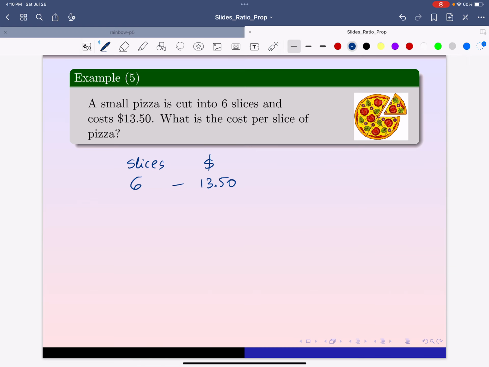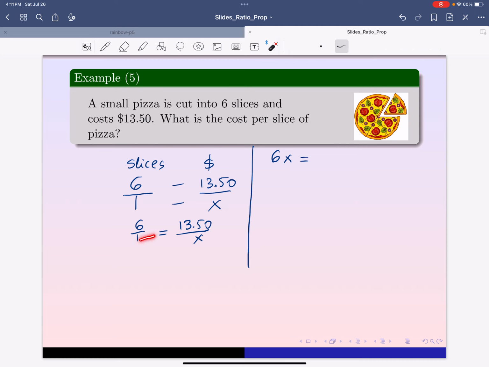Now, what is the cost per 1 slice? So we will line up slices. 1 slice costs x amount. And if we put division, that's my proportion. So we have 6 over 1 is equal to 13.50 over x. As we solve the proportion, we will cross multiply. 6 times x is 6x is equal to 1 times 13.5, which is 13.5.